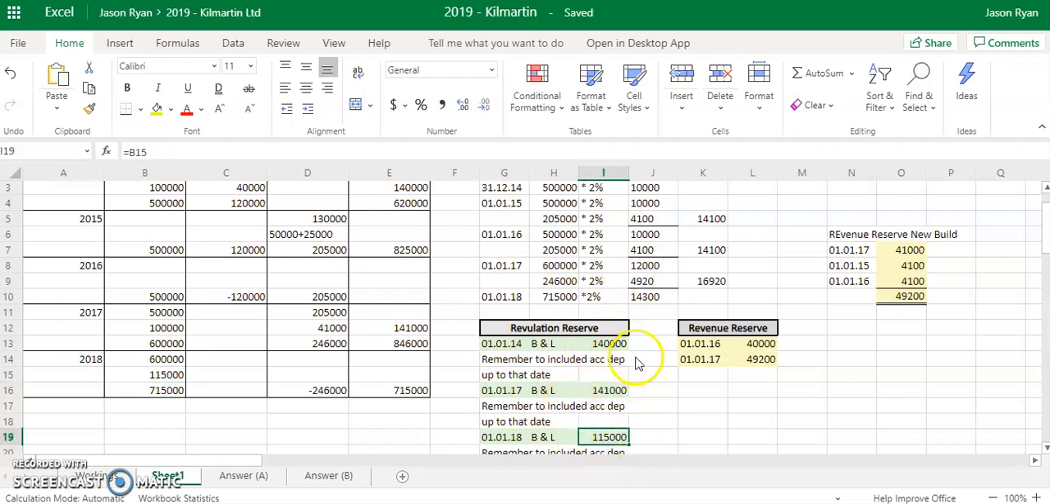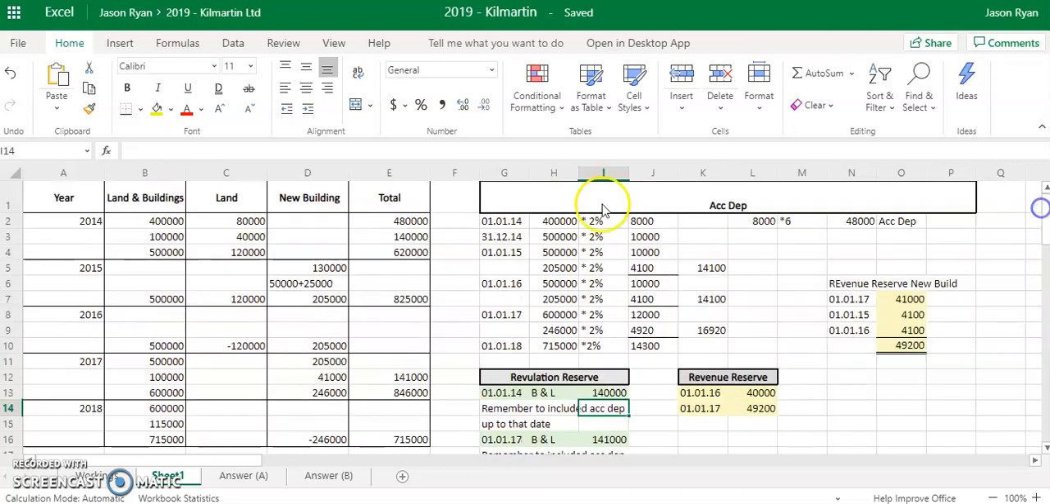So each one of these years, when we do it, in your revaluation reserve, on the credit side, you have two figures. You have one figure for the revaluation, and you have another figure for your accumulated depreciation. And that will make more sense when we come to transfer these into T accounts.